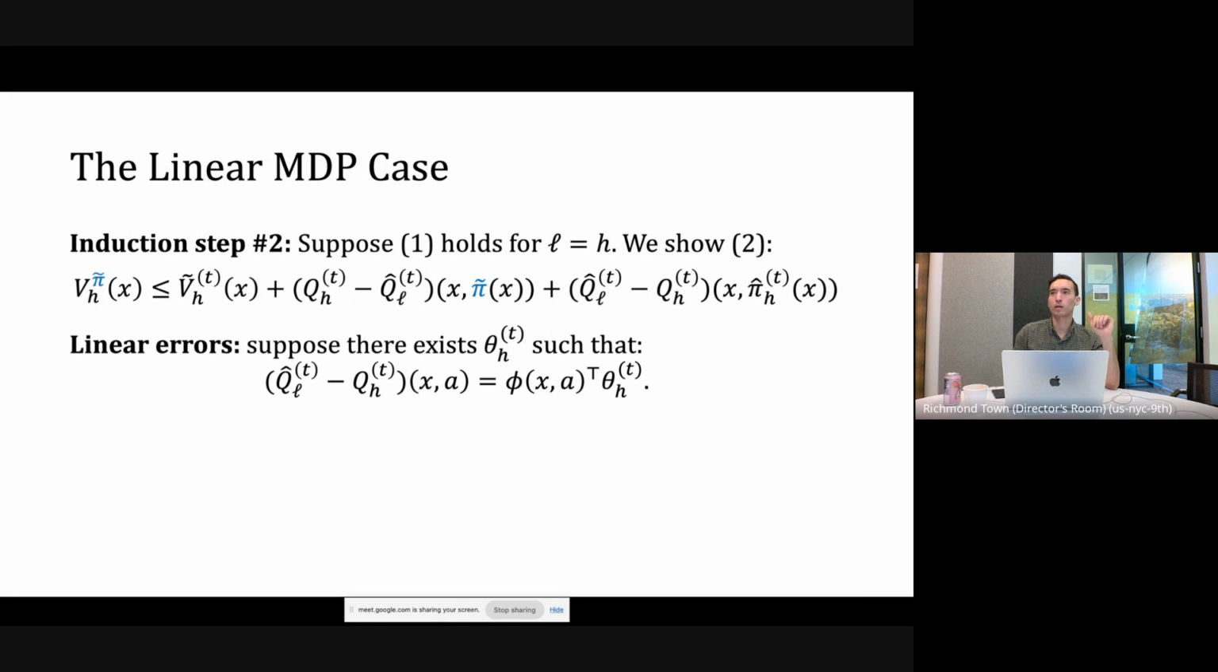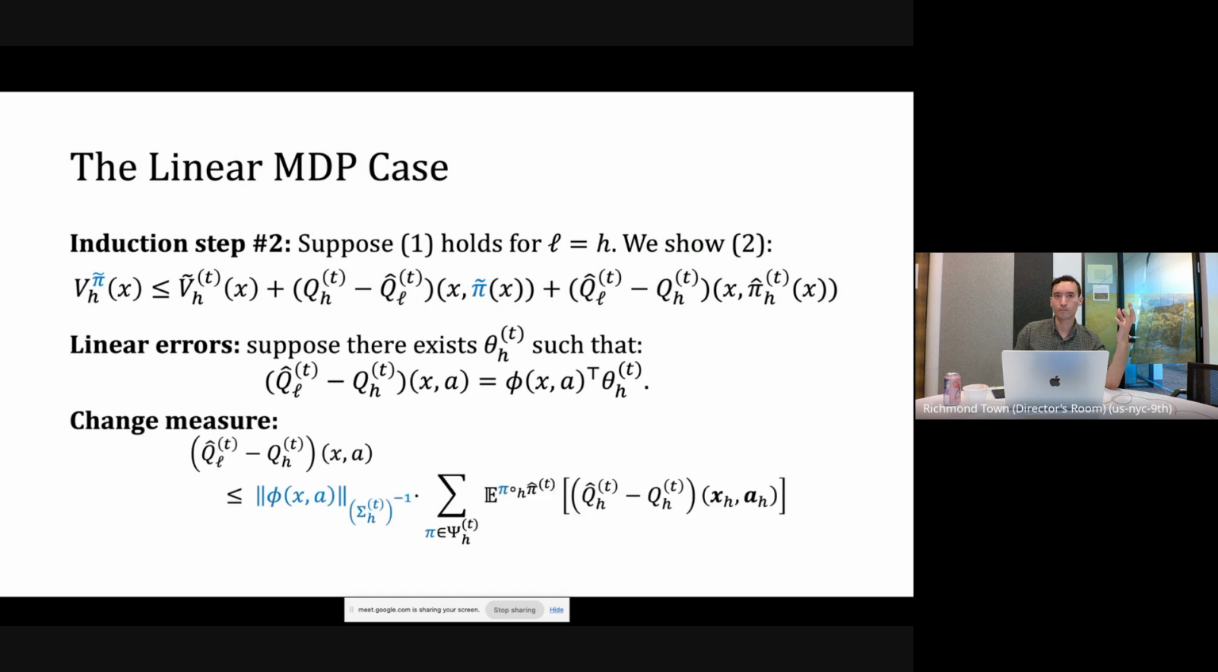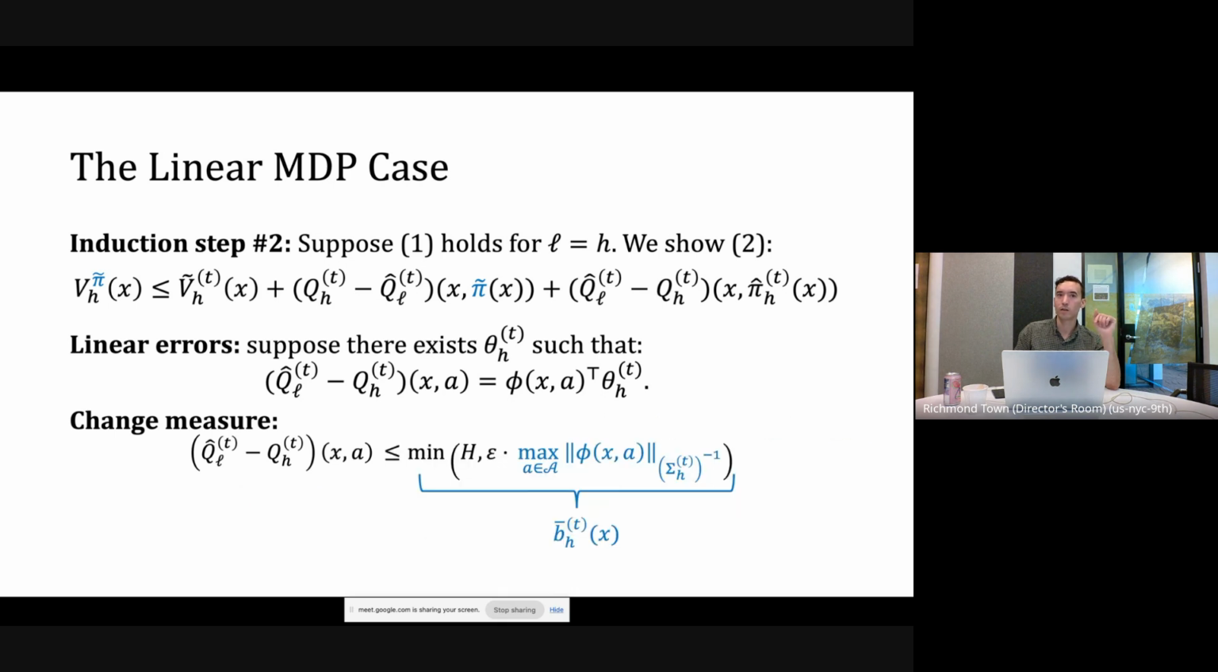Let's see how we can bound these two terms if we are in a linear MDP. If you're in a linear MDP, then Q hat minus Q is linear, and so you can do a change of measure without going into the details. You can bound the regression error at XA by the elliptical objective at phi of XA times the algorithm's regression error. This is the regression error on the rollouts of the algorithm. Typically this is going to be less than epsilon, and so you can show that this error is going to be less than the bonus. And then we are done. So if you're in a linear MDP, things are easy.